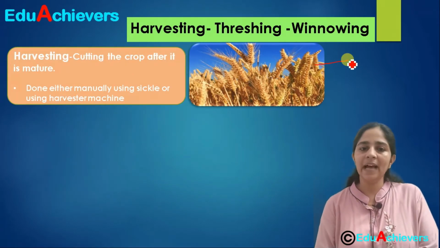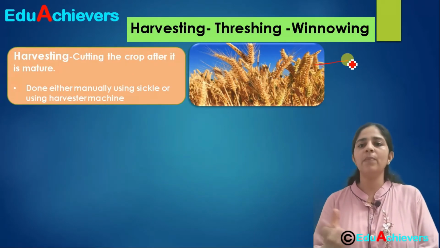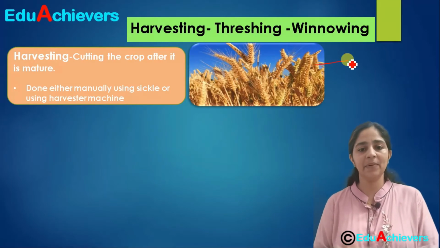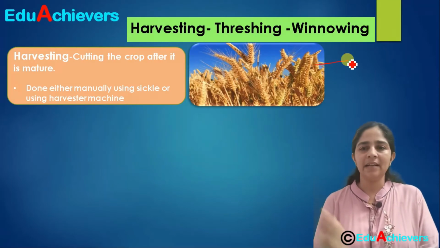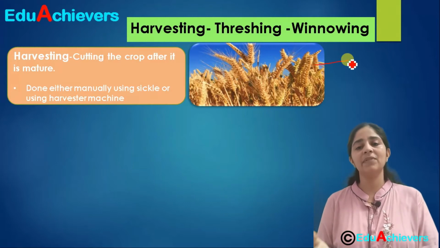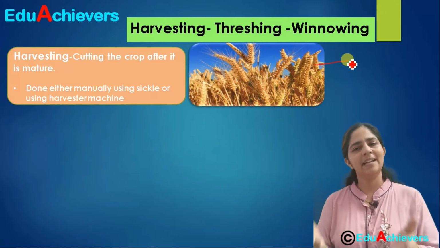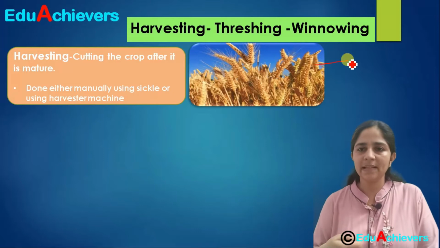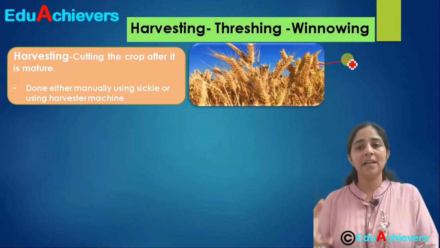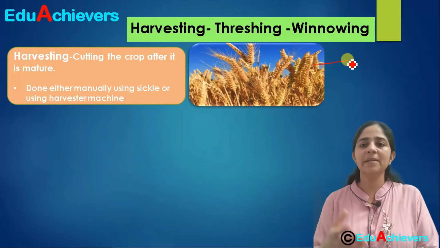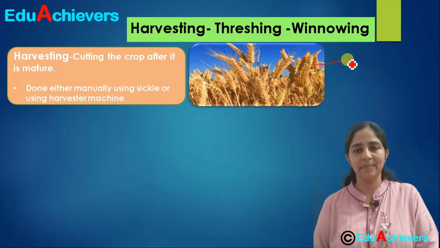What is harvesting? Harvesting means cutting the crop from the field. That can be done either manually using a sickle, if the farmer has a small piece of land, or if it's a huge piece of land, then a harvester machine or a combine can be used.